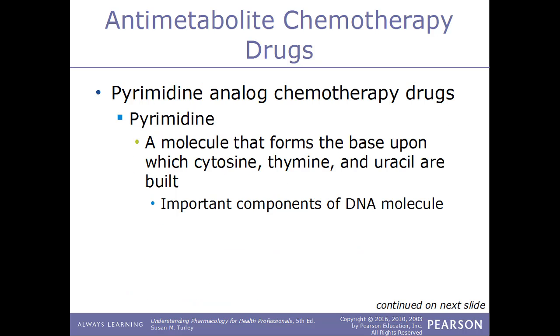Now, a class of the antimetabolites that's related to this is the pyrimidine analog chemotherapy drugs. And the pyrimidine is a molecule that forms the base from which cytosine, thymine, and uracil are built. So the other two nitrogenous bases found in DNA, cytosine and thymine, are classified as pyrimidines. And uracil is a modified form of thymine that's found in the compound RNA.